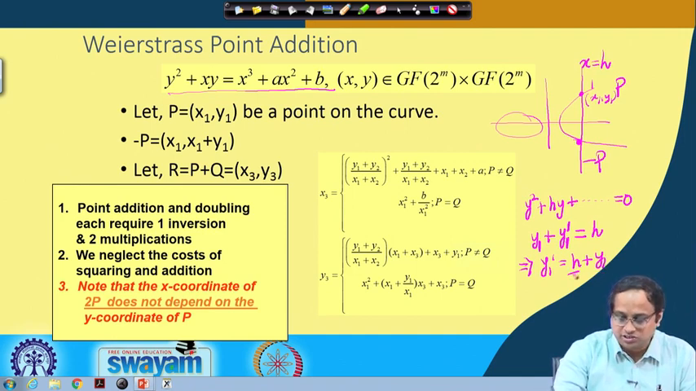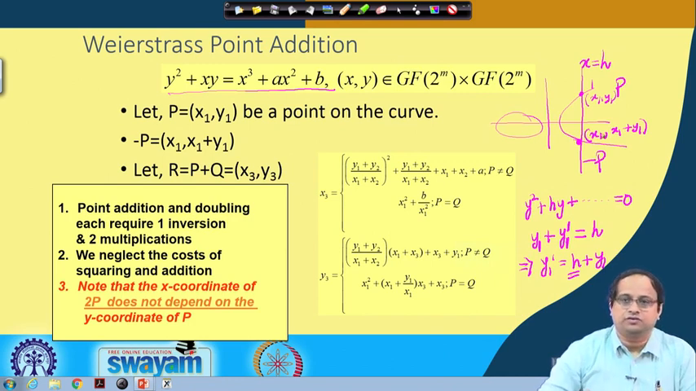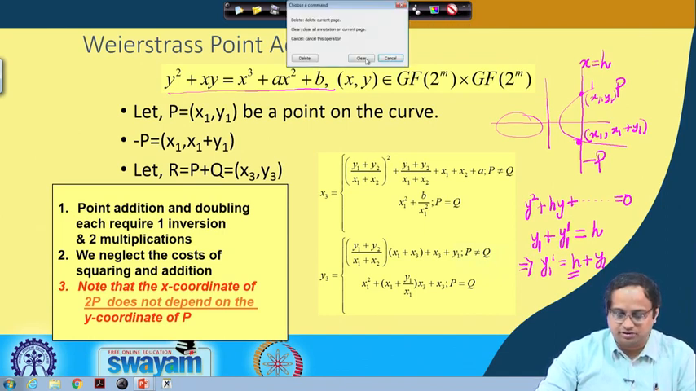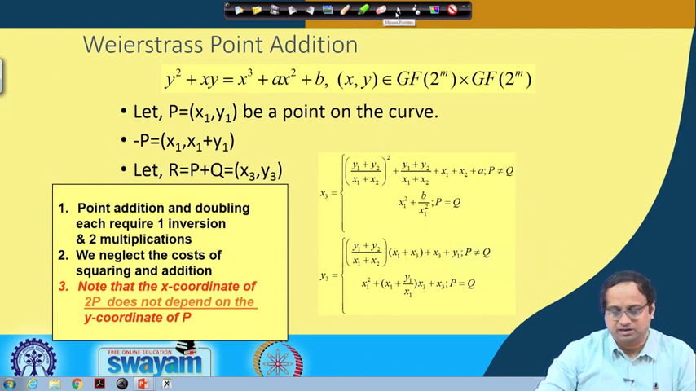Here h is x1, so I get x1 plus y1. Of course, the x coordinate remains the same. So, that means the minus p in this case is x1 comma x1 plus y1. This is the first thing to observe. Likewise, there are certain other things which are slightly different compared to what we have seen, but essentially the ideas or the principle is still the same.